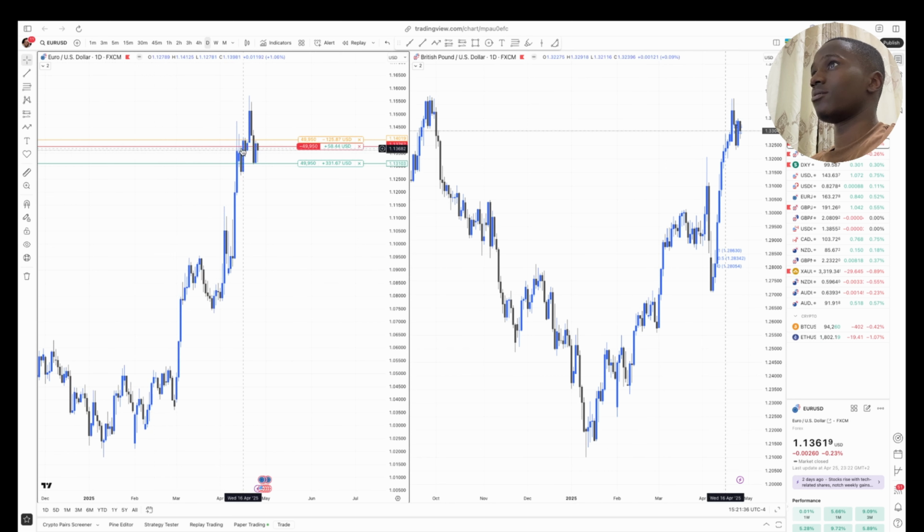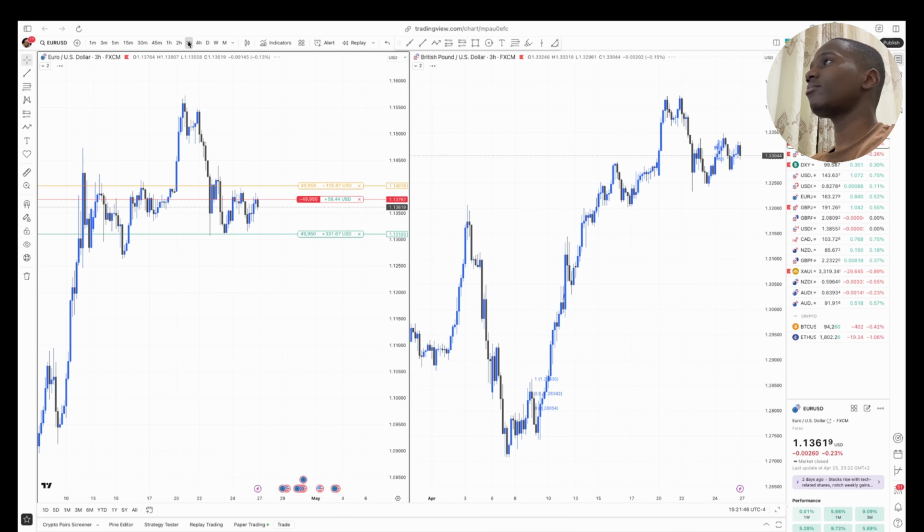Okay, so we can see that GU was a bit late, and then we have this move right here. Let's go to the 3 hour. So you can see this right here. This one created a low. This one went higher and dropped, showing some signs of reversal for that time.